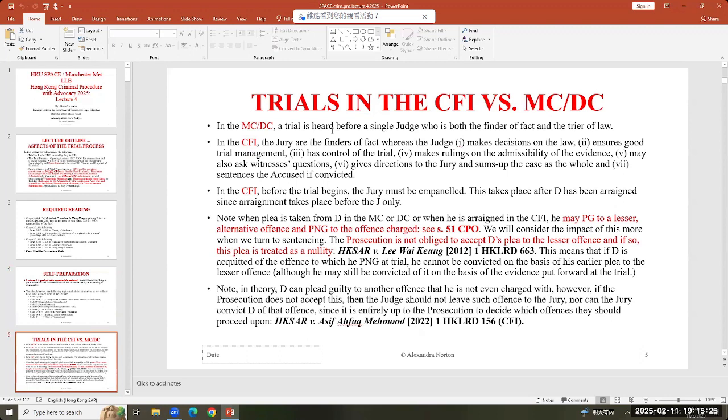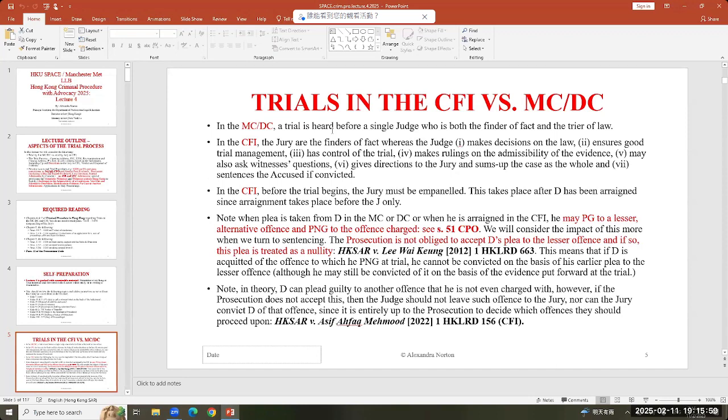So, of course, we know now that in the magistrate's court and the district court, it's a single judge, whereas in the vast majority of criminal trials in the CFI, the jury are the fact finders. So it's up to the judge to make rulings on the admissibility of evidence, decisions on the law. He will deal with general housekeeping matters, the order of witnesses, for example. The judge also can ask questions of the witnesses to clarify any ambiguities that arise.